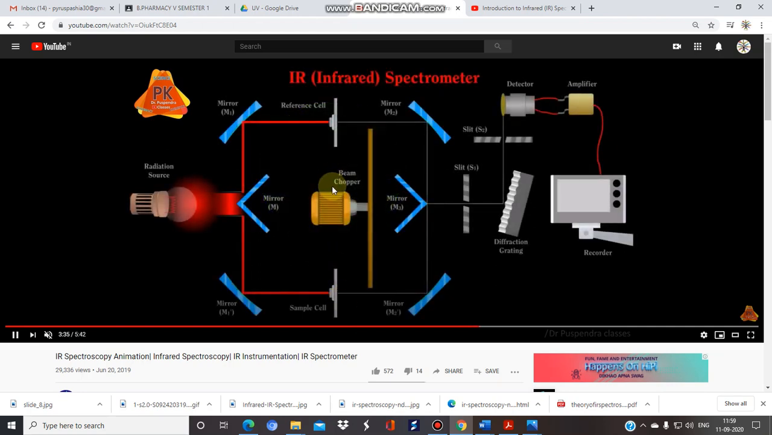Okay, and after this, the function of the beam chopper comes in. The beam chopper will first allow the light through the reference cell, and then it will allow the sample cell light to pass through to touch the mirror parts, and these mirrors will diffract the light, and after the diffraction, it will pass through the slit as well. So first of all, the reference beam will pass through slit one and the diffraction grating, with the help of which it will again diffract the ray, and it will pass through the slit S2 and go to the detector.